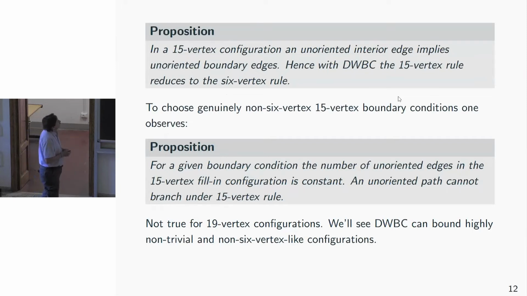So a couple of observations regarding this. With 15-vertex model, there's no point of putting the domain wall boundary condition there because the model reduces immediately to 6-vertex model. So in order to do anything interesting with 16-vertex model, this is what this first proposition says, is that you better generalize it outside domain wall boundary condition.